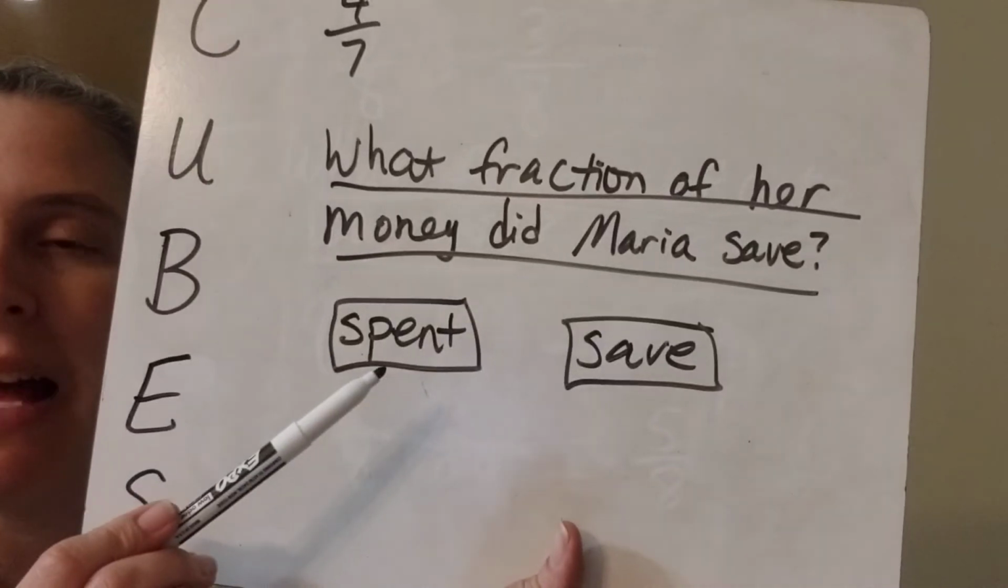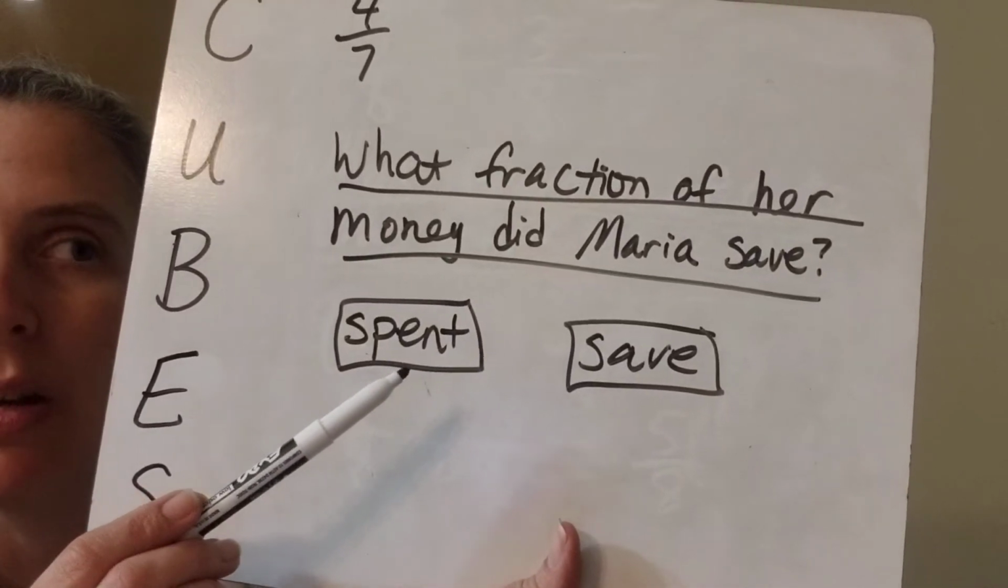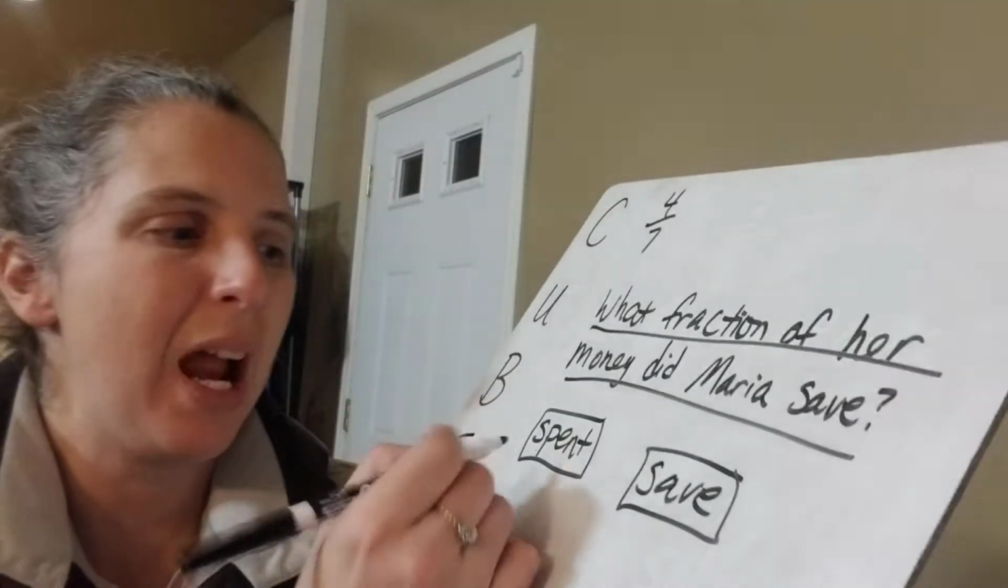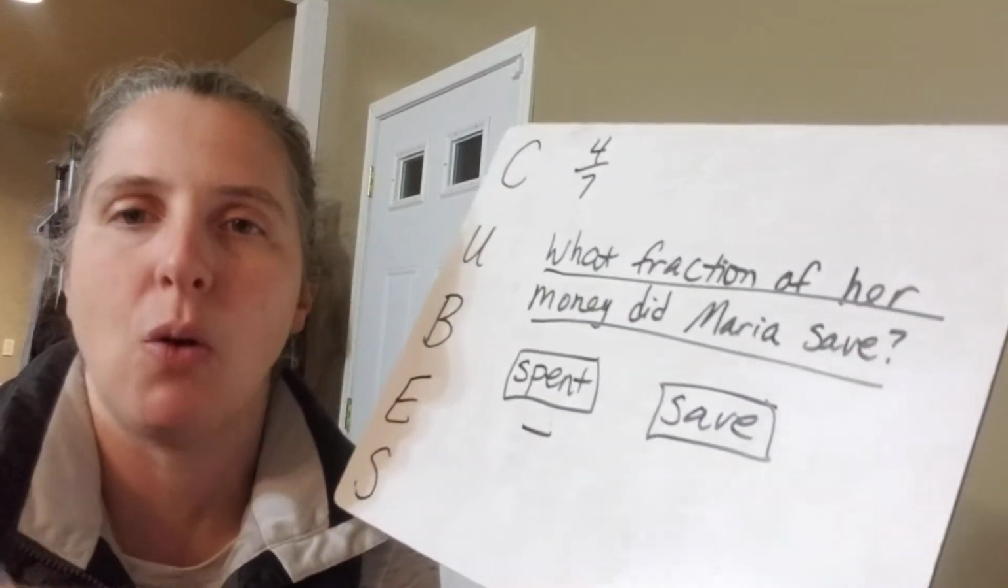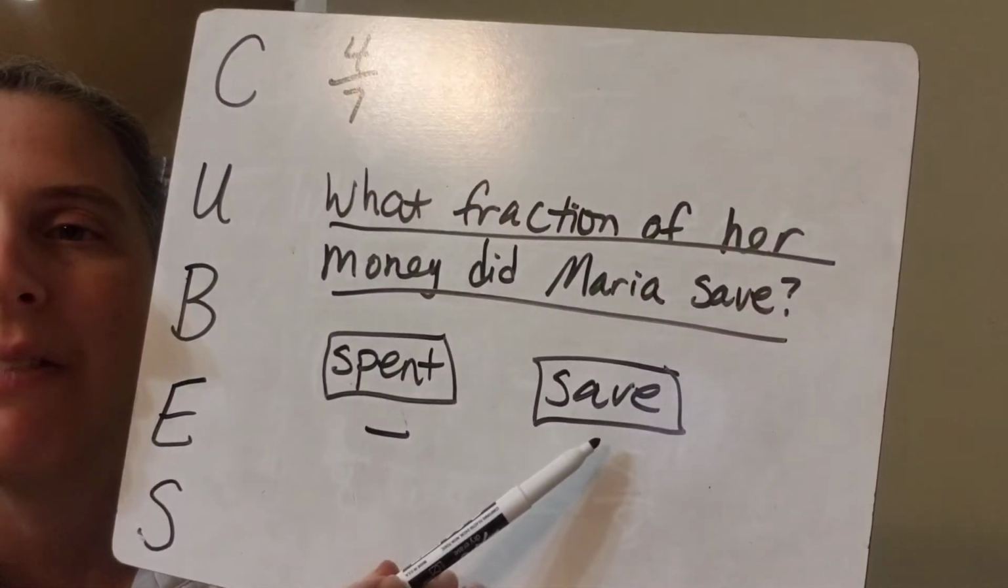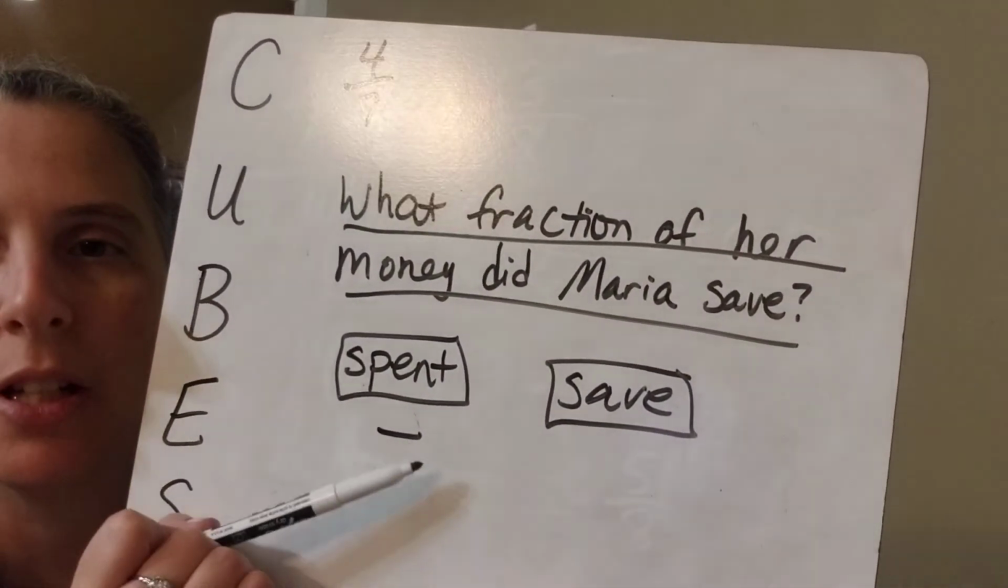Okay, so she spent, I know that she's going to what? I need to what? Add or subtract? Subtract. If I spend it, I give it away. Well, how much did she save? That's the same as saying, how much does she have left? So I'm going to subtract.